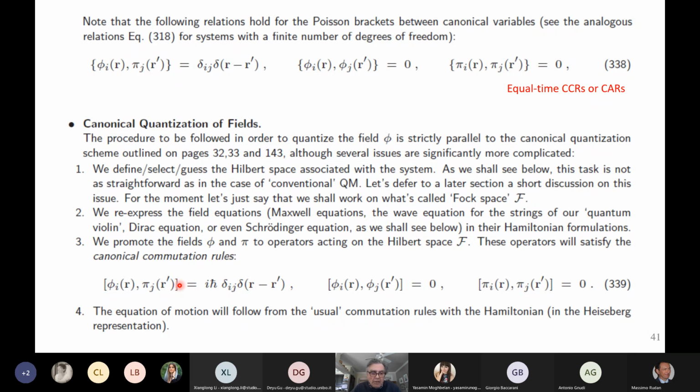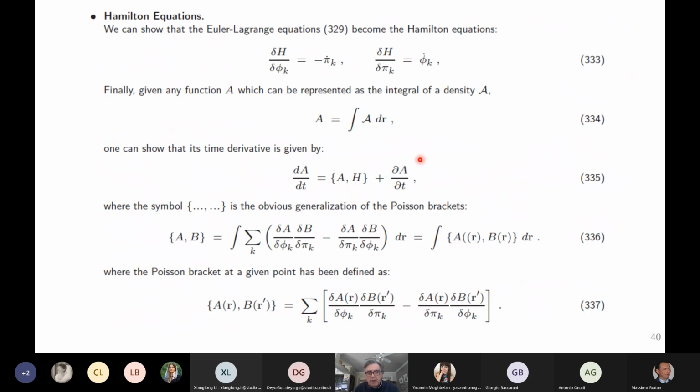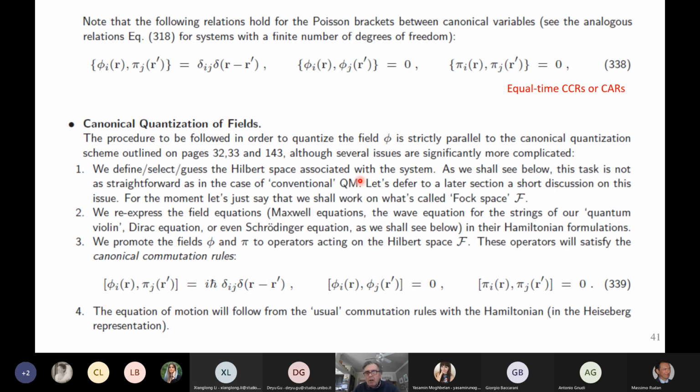We will also discuss the fact that these canonical commutation rules can become canonical anti-commutation rules if I'm dealing with fermions. The equation of motion will be exactly the equation of motion that I've written here, with this Poisson bracket replaced by 1 over i h bar times the commutator. This is always a commutator, not an anti-commutator. So exactly the same procedure.